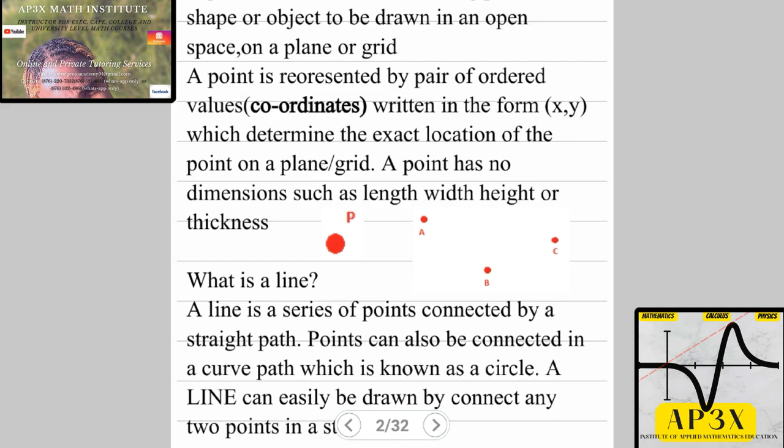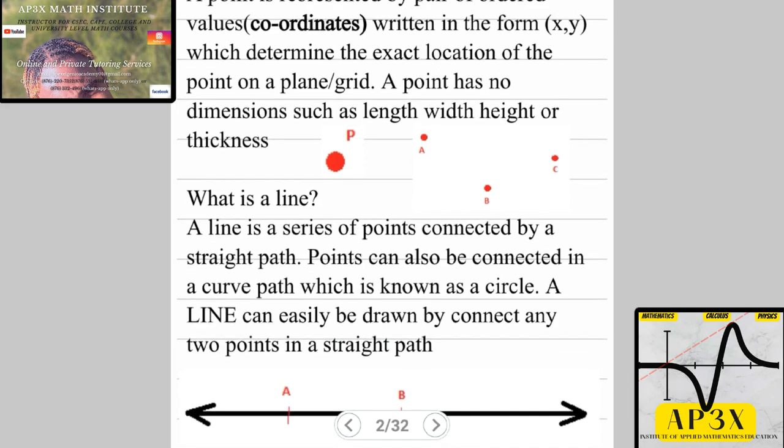Now, once we have a clear understanding of what a point is, we can look at what a line is. A line is basically a series of points that are connected by a straight path. That's the simplest definition of a line. It's a bunch of points on a grid, but they are connected in a straight path. Points can also be connected on a curve, which of course you would know is called a circle. We're not talking about the circle now, we're just going to be focusing on the line itself.